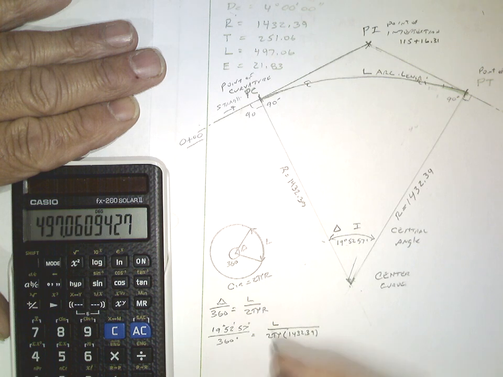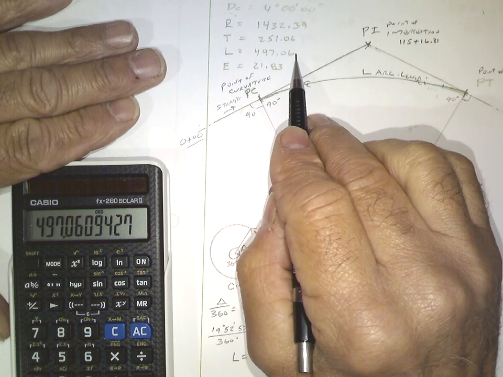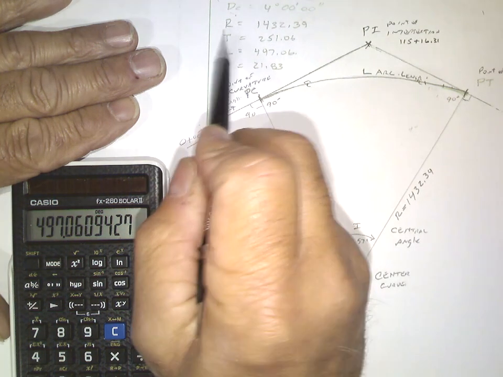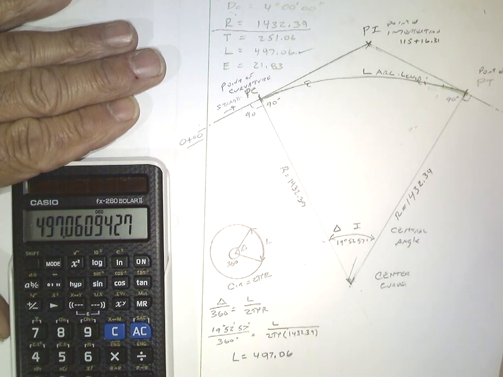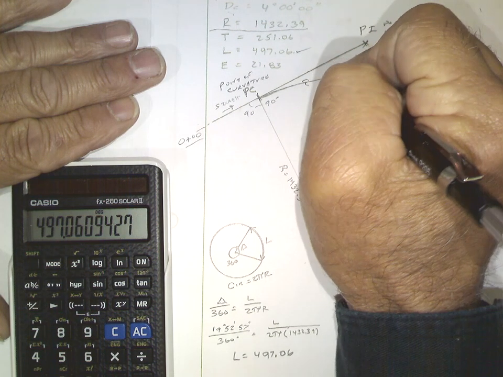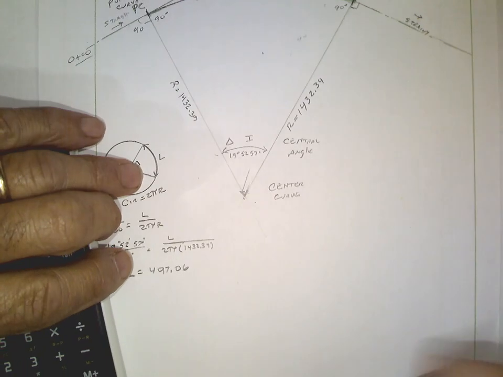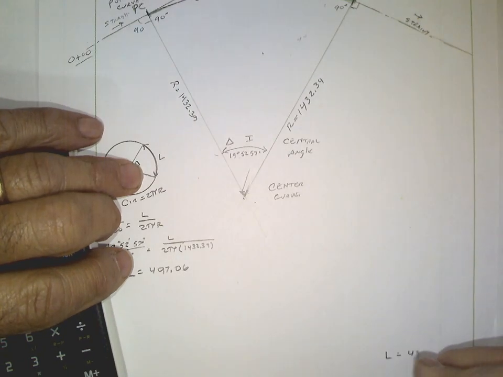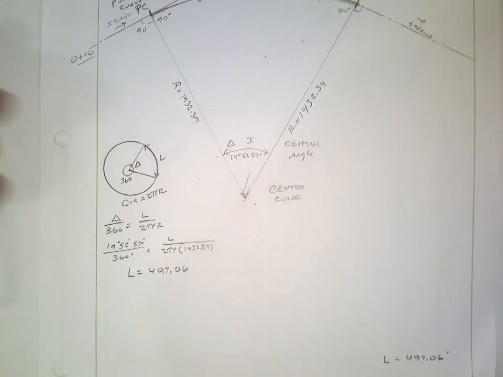1432.39, and the arc length then is 497.06 feet. That's what they've given to us. So we've computed that number and it checks. So the length of this arc is 497.06 feet. And I'm going to put this down here on my answers.